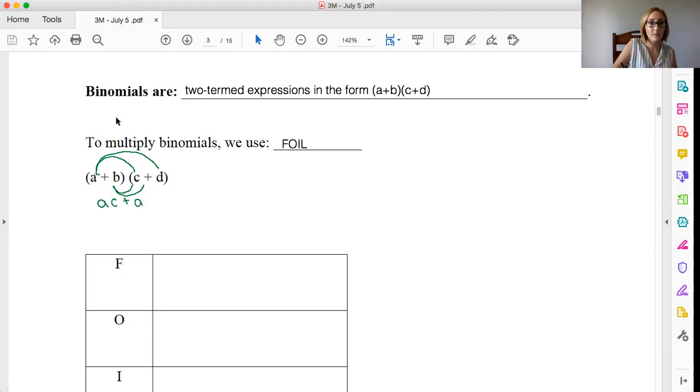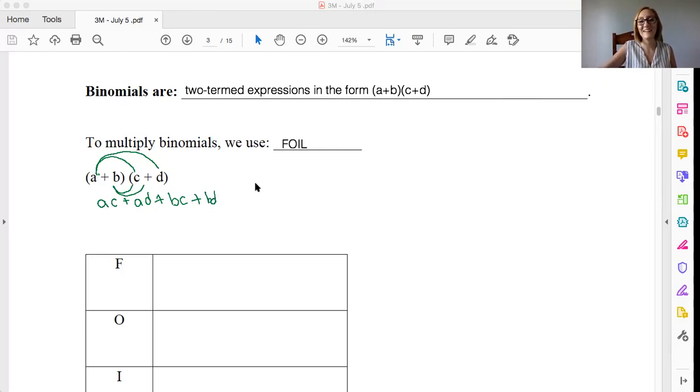Then B times C, plus B times D. So that gives you a bit of an idea. Like I said, I'm trying to get used to this drawing tablet thing here. So I'm going to clear this and we're going to write inside this table what each letter stands for.